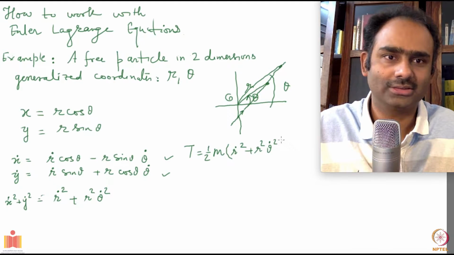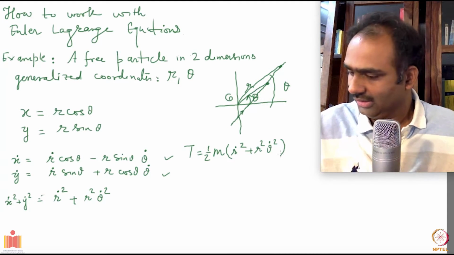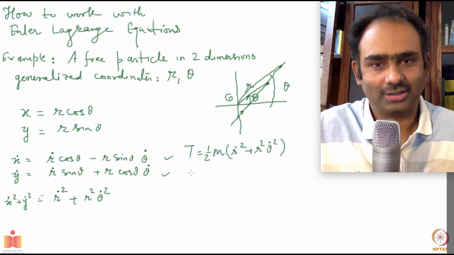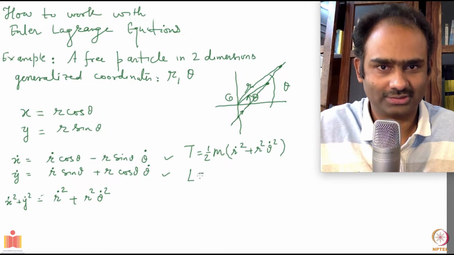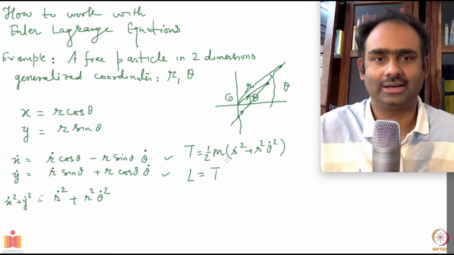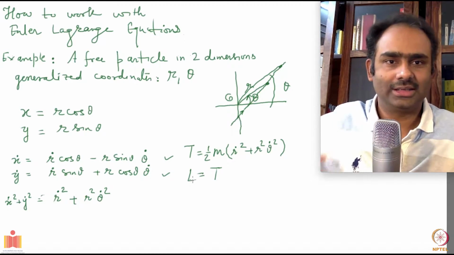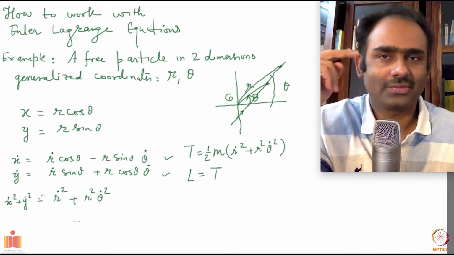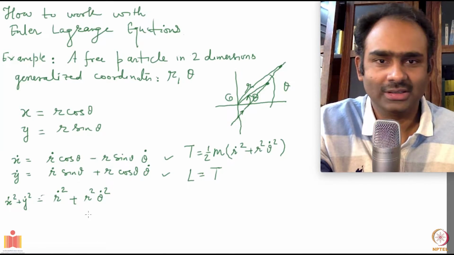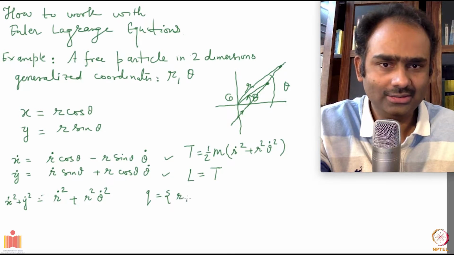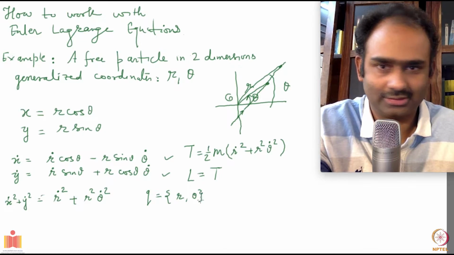That's good. That is correct, no mistakes. And your L is T in this case, so the same thing is the Lagrangian. Now I have to take the derivative with respect to both the coordinates. Okay, so my Q is the generalized coordinate r and theta, as I said several times already.